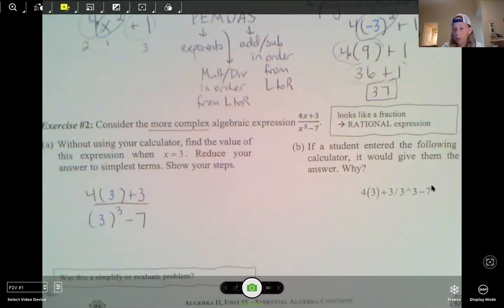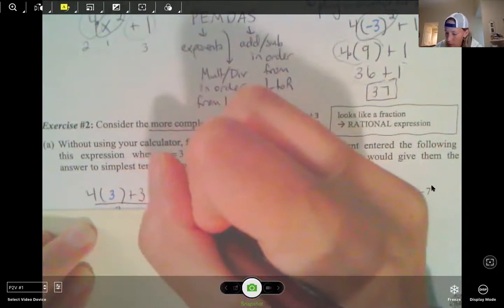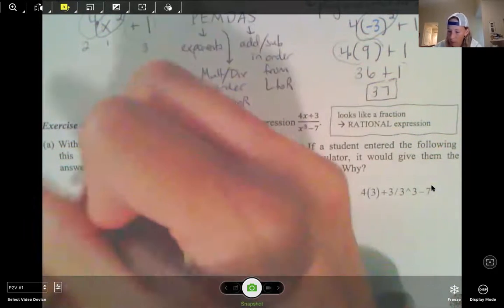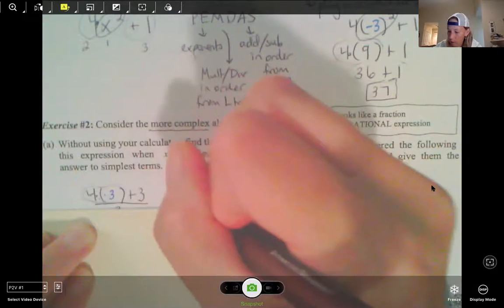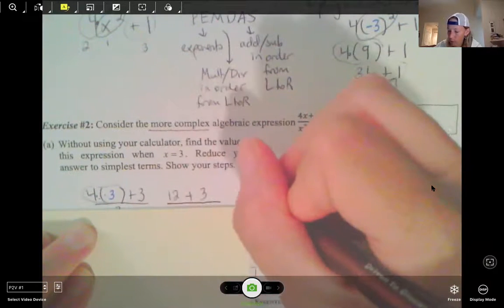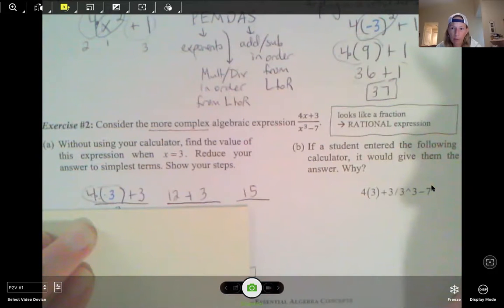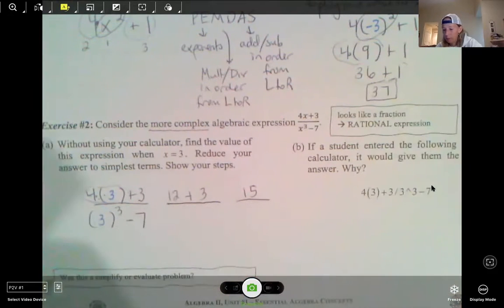And then the easiest way to think about fractions is to simply look at the top and think about this as an individual problem within itself. So if we're just going to do the top, I have multiplication, which I have to do first. So I have 4 times 3, which is 12. Then I still have this +3. And if I keep going, 12 plus 3 is 15. So if I break it up and look at it as 2 individual problems, it might seem a little bit easier and doable. Same thing with the bottom.